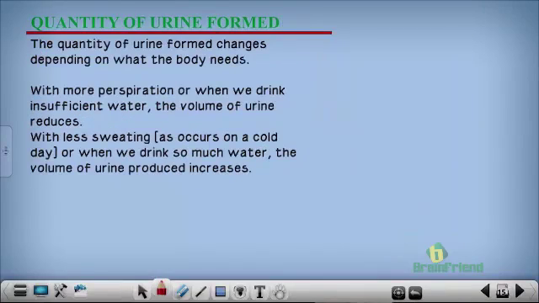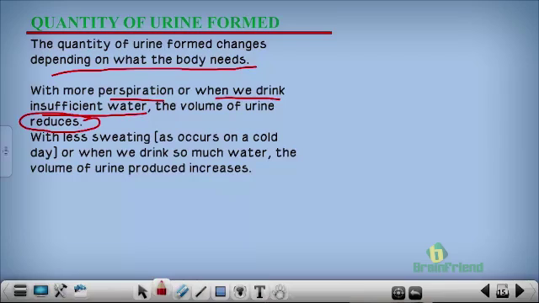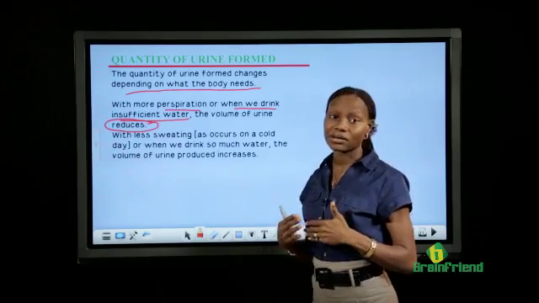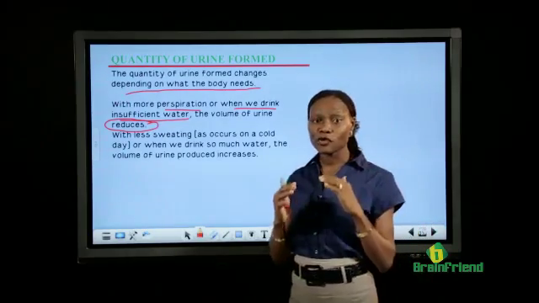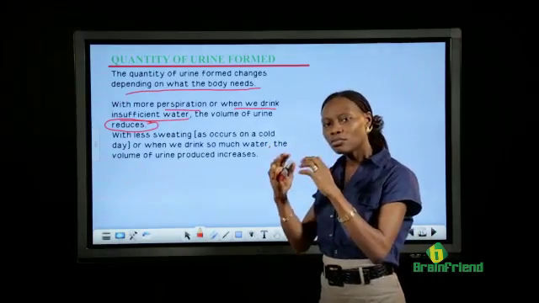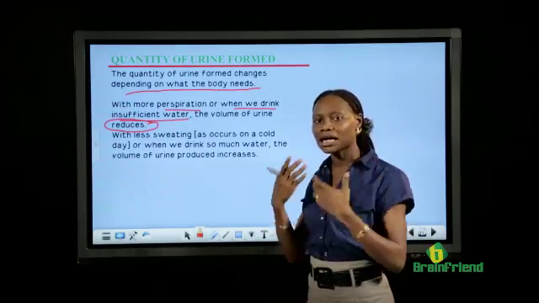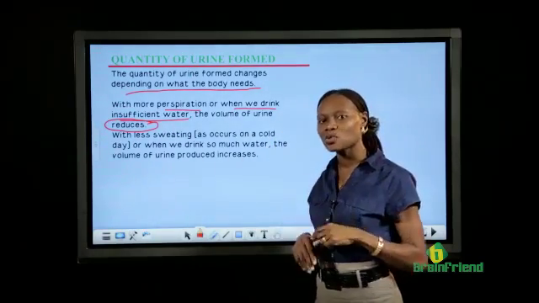Now, the quantity of urine formed depends on what the body needs per time. When we perspire, by perspire we mean sweat, or when we drink too little water that is not sufficient for the body, the volume of urine we give out reduces. Have you ever been out in the sun? You know that you can go almost the whole day without ever remembering to go to the toilet to urinate. That's because the body looks for a way to preserve more water, because you are giving off some water in the form of sweat and you're not replenishing it with so much water.